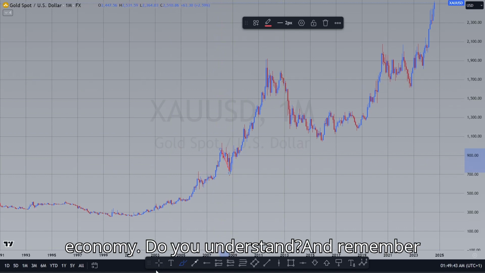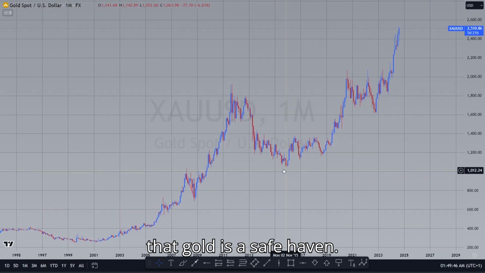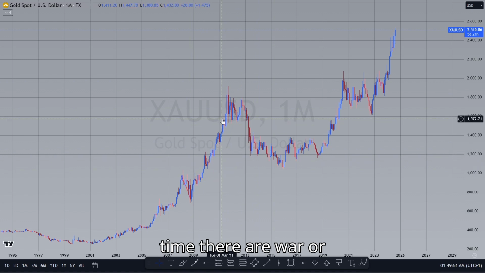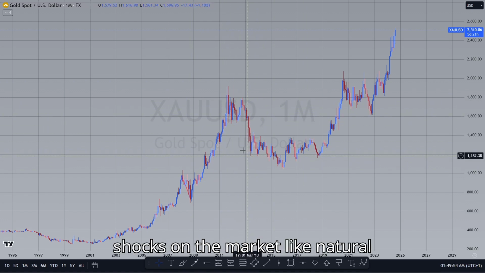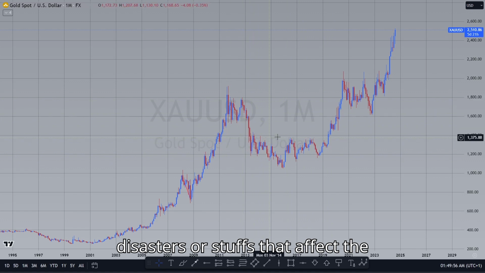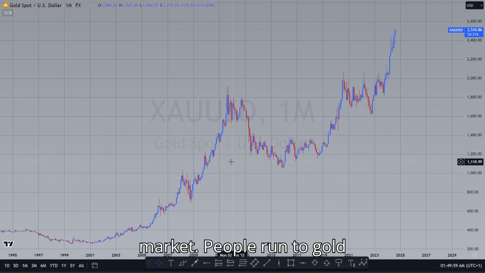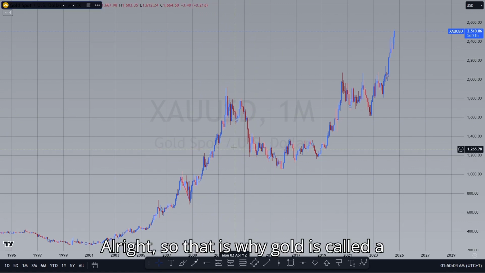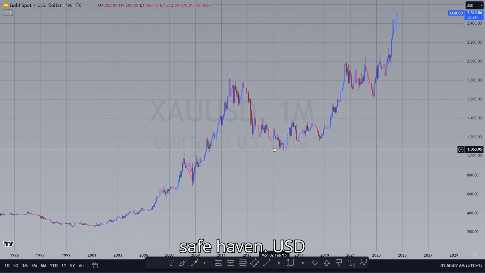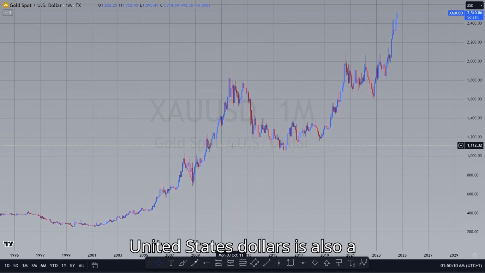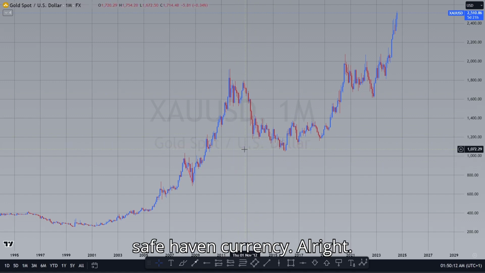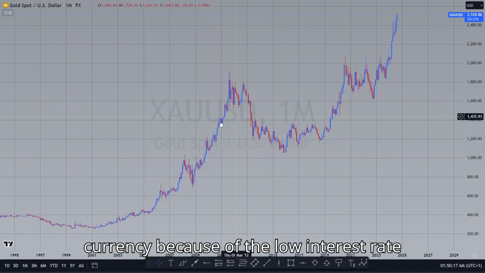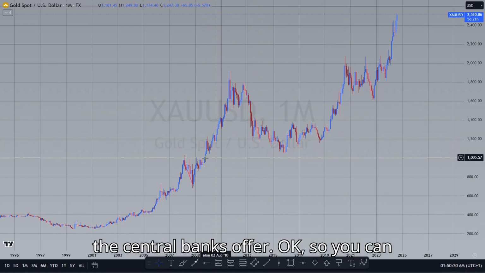Do you understand? And remember that gold is a safe haven asset. So each time there are wars or shocks on the market, like natural disasters or other things that affect the market, people run to gold for safety. All right. So that is why gold is called a safe haven. USD, United States dollars, is also a safe haven currency. Japanese yen is also a safe haven currency because of the low interest rates the central banks offer.